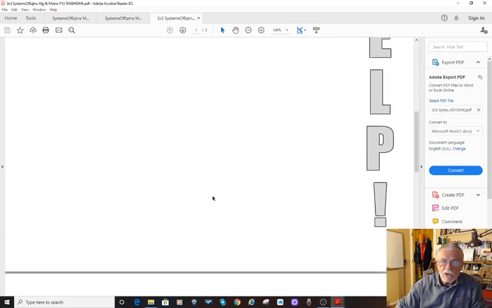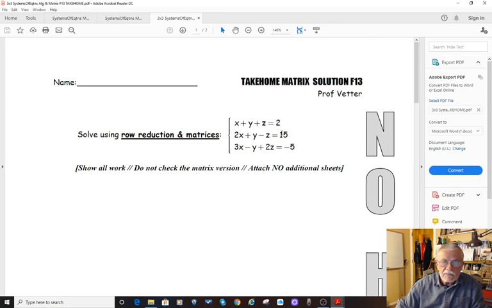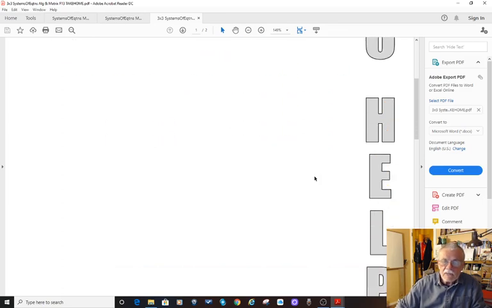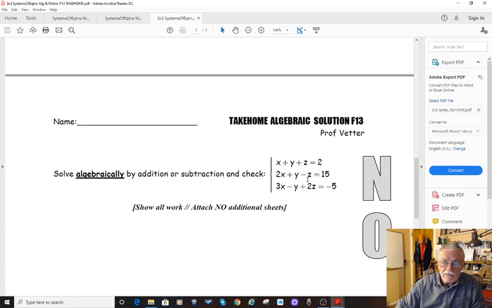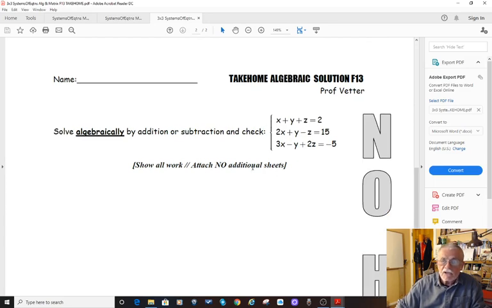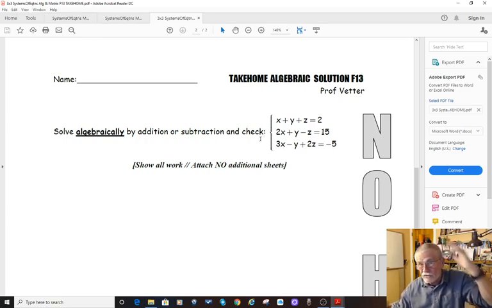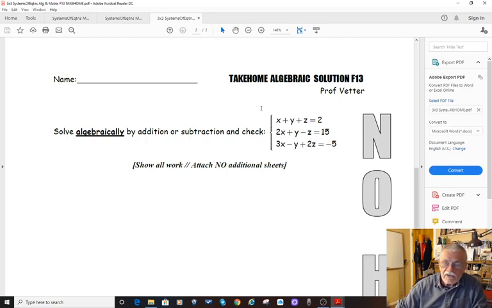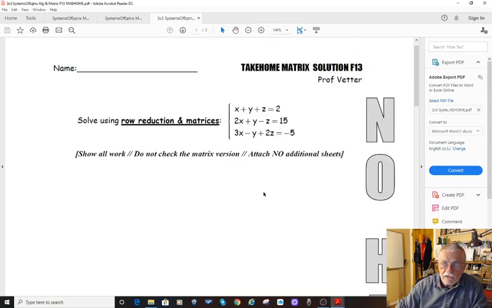And just a little caution here. The first problem is to use row reduction in matrices. It says show all work, do not check this matrix version, attach no additional sheets. And the second problem is the same as the first problem, except now I want you to do it algebraically by addition and subtraction and attach no additional sheets. And this one I do want you to check. So there's one solution, it's the same thing. You just check the algebraic one, and you're not going to check this one.